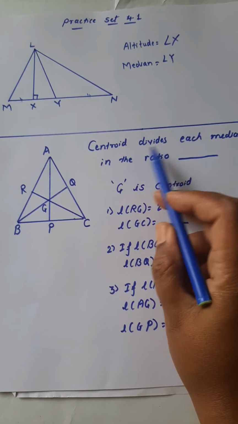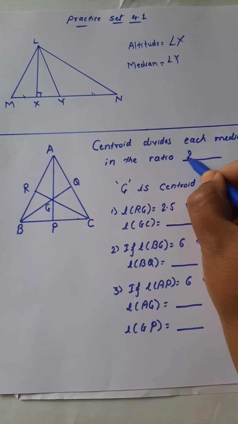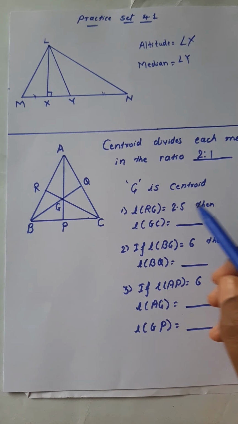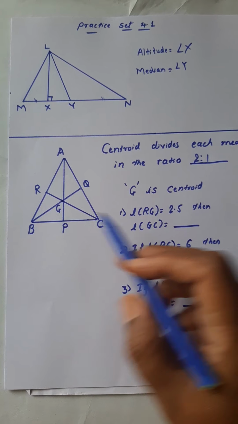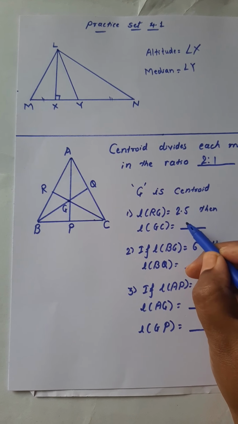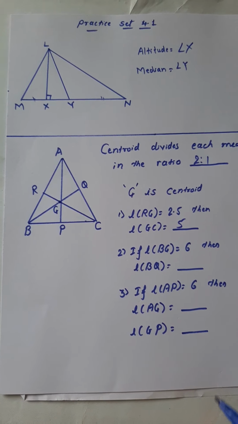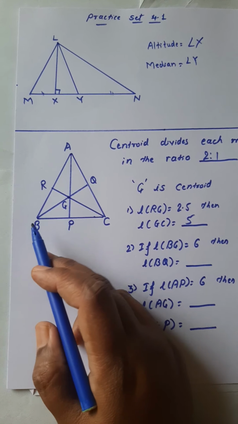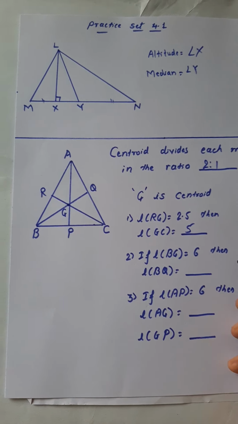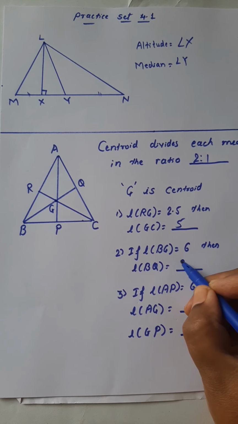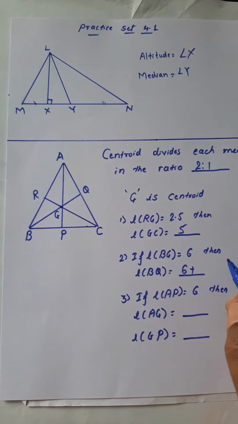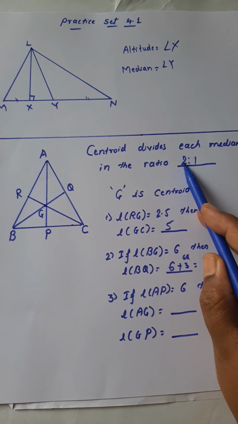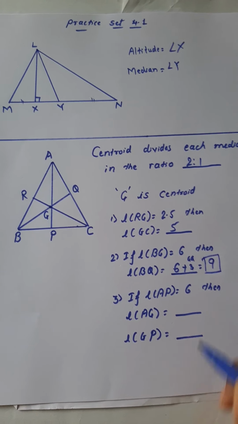Next point. The centroid divides each median in which ratio? 2:1 ratio. Centroid is denoted by capital G. Now in the given question, length RG is given as 2.5, so we have to find out GC, which is 5 centimeters, double. Next, length BG is given as 6, and we have to find the whole BQ. If BG is 6, then what will be the GQ? GQ will be 3 because of the 2:1 ratio. So the answer will come here as 9.